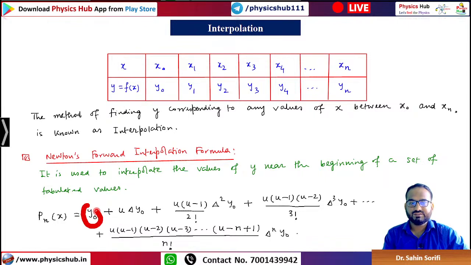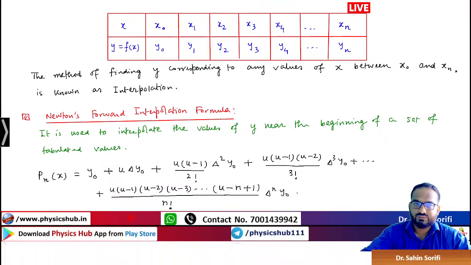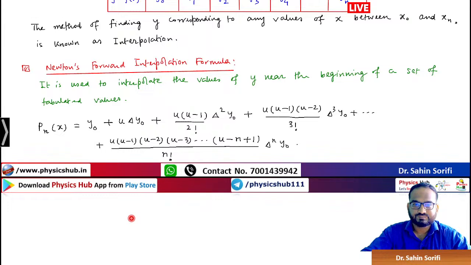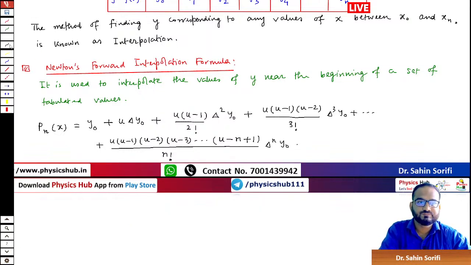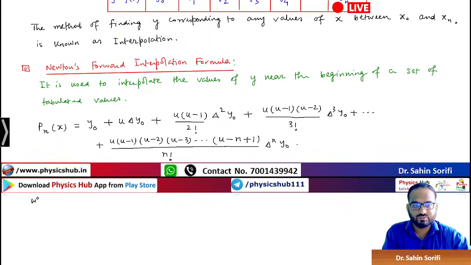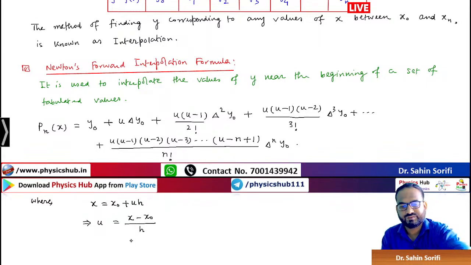Another thing is y0, you can easily know from here. What is u? u is unknown here. So let me tell you what is u. u is the common interval, where x is equal to x0 plus u h. So from here u is equal to (x minus x0) divided by h. This formula will be used.